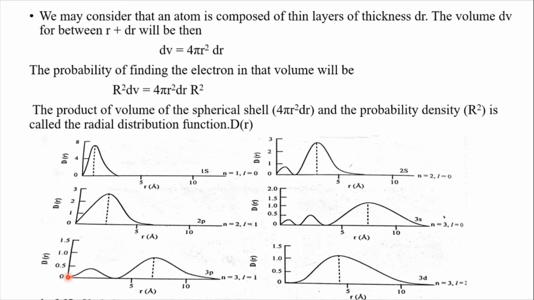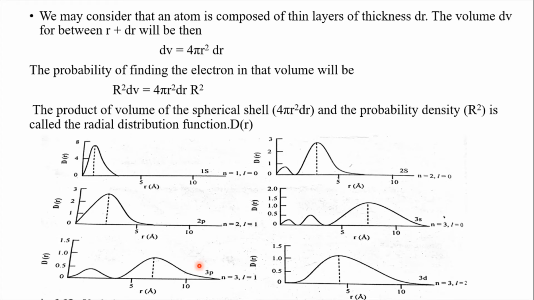R is a function of n and l. n is the principal quantum number, l is the azimuthal quantum number. Therefore, with an increase in the value of n or l, the distance of finding the maximum electron density from the nucleus will also increase. So see, as this value increases, the probability of finding the electron also increases. This means that the 1s orbital has less probability. As n increases, the electron density increases.